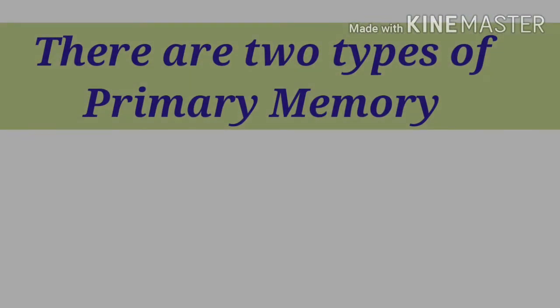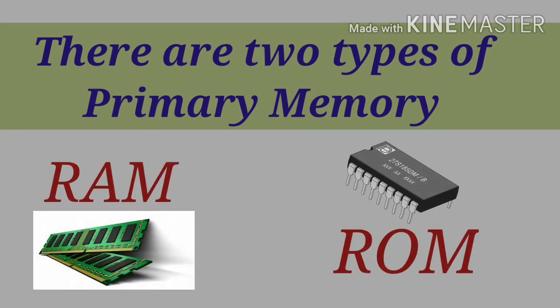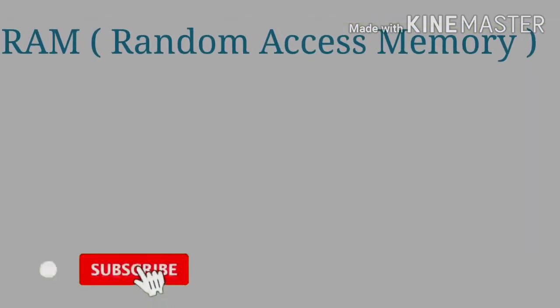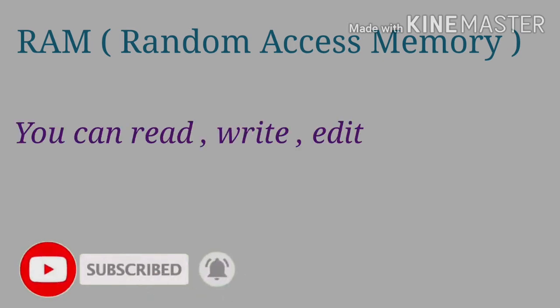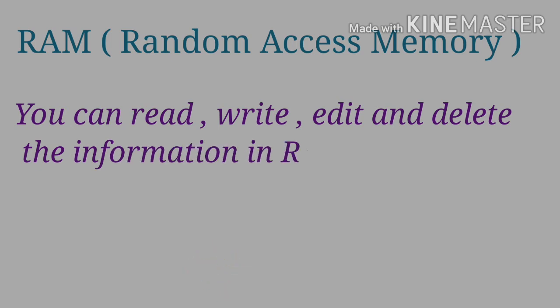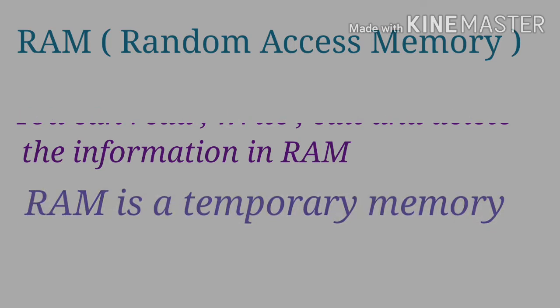There are two types of primary memory, RAM and ROM. Let's start with the RAM. RAM stands for Random Access Memory. You can read, write, edit and delete the information in RAM. It is a temporary memory.